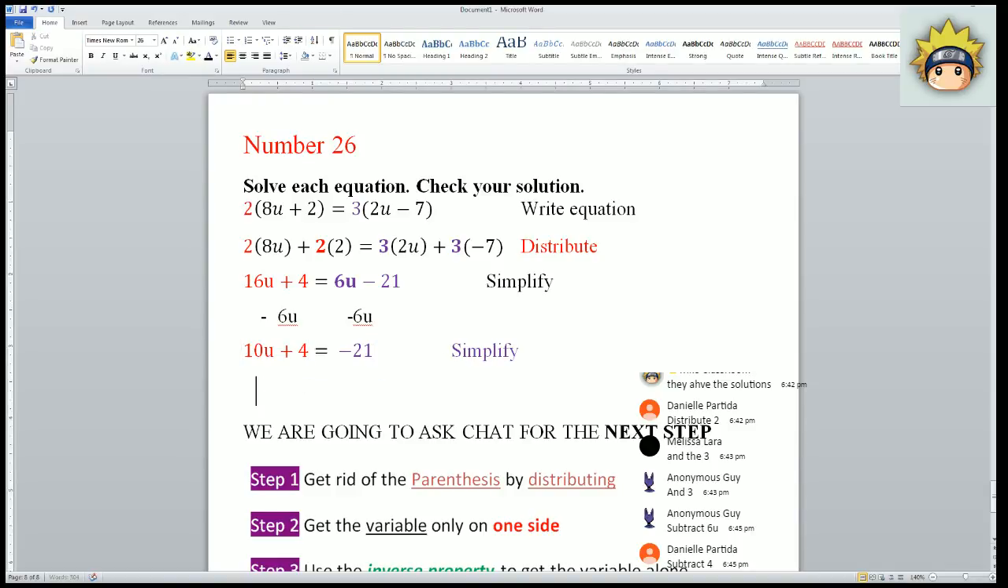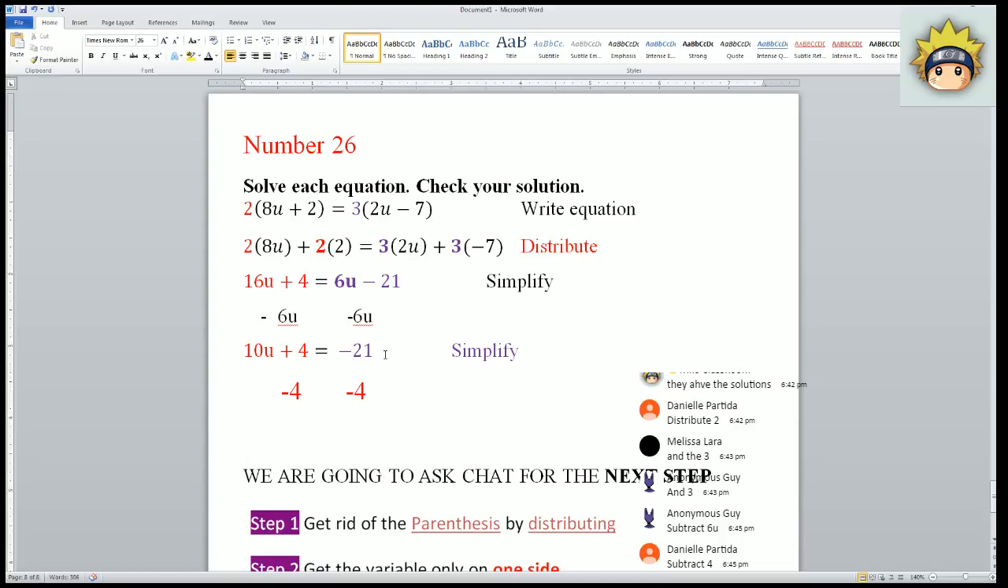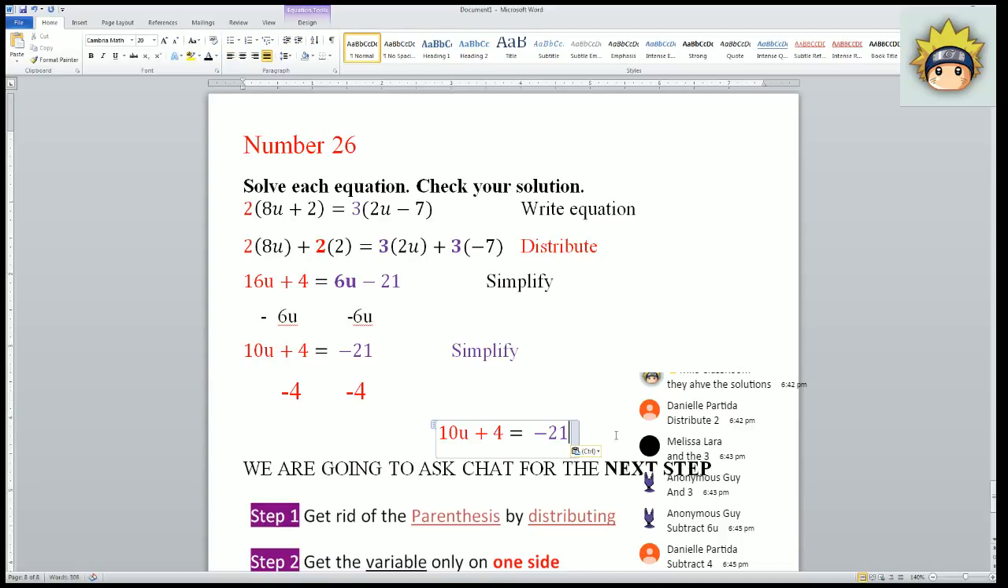Okay. Subtract the 4 here. Good. After I subtract the 4, I should have left on my left hand side just 10u, and on my right hand side I have a negative 25. Okay, does that make sense?